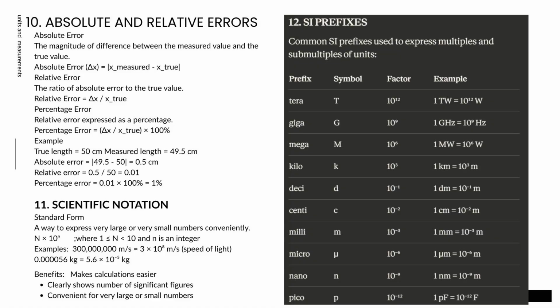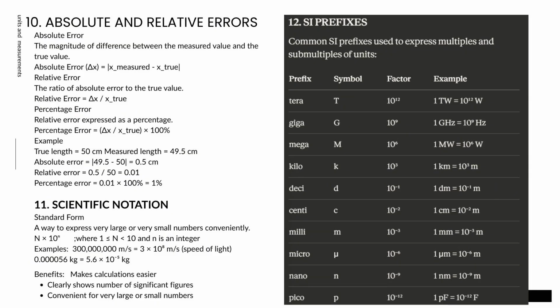These are the prefixes that you need to know. You need to memorize them. You can be asked a question from any of them. Tera is 10 raised to the power 12. Giga is 10 raised to the power 9. Mega is 10 raised to the power 6. Kilo is 10 raised to the power 3.